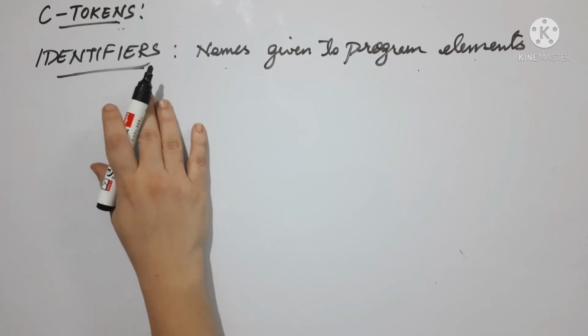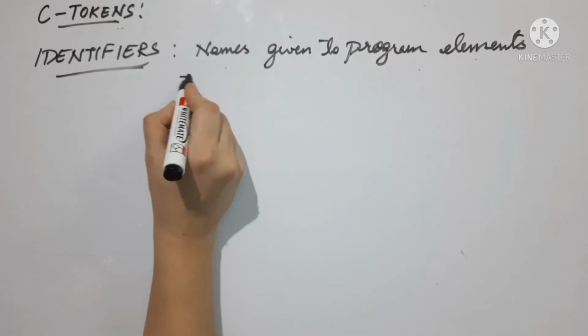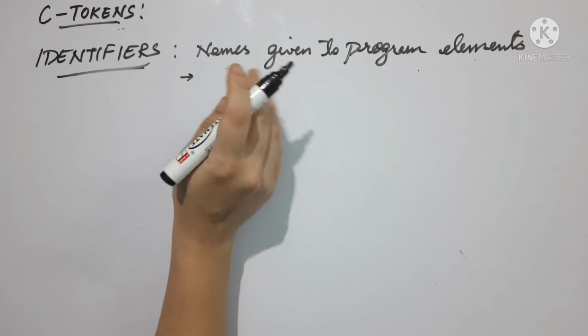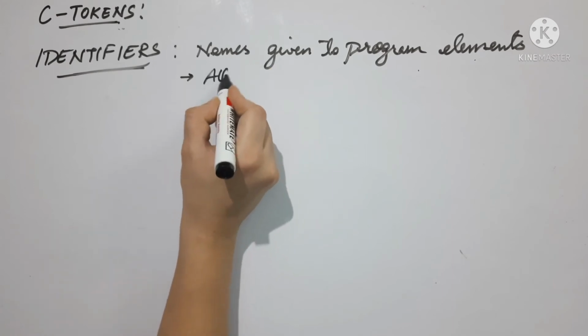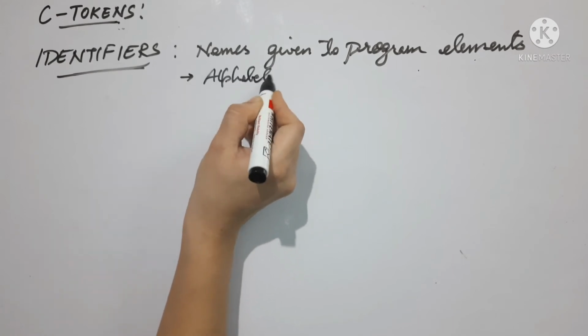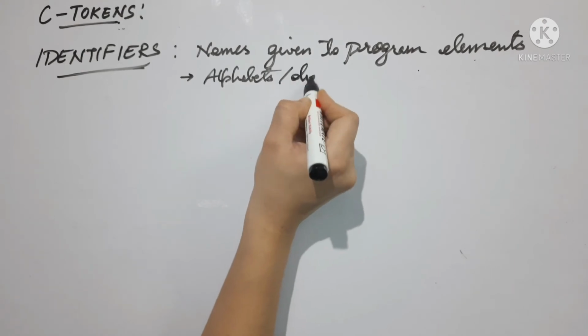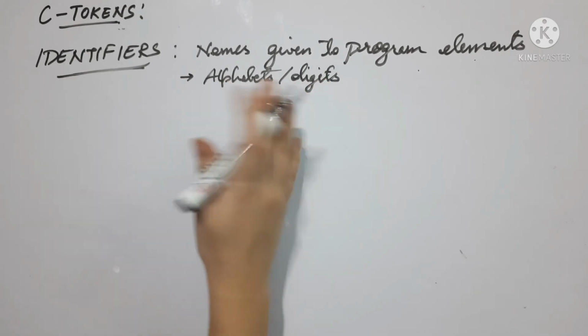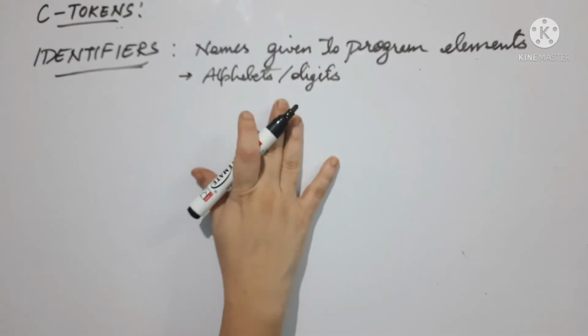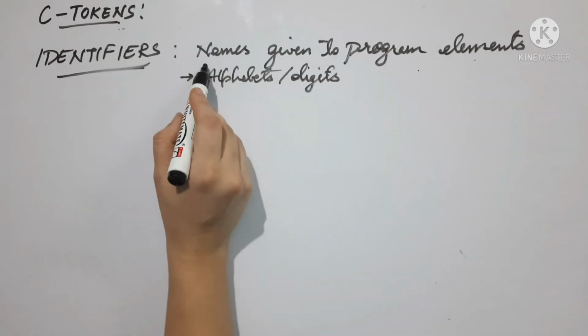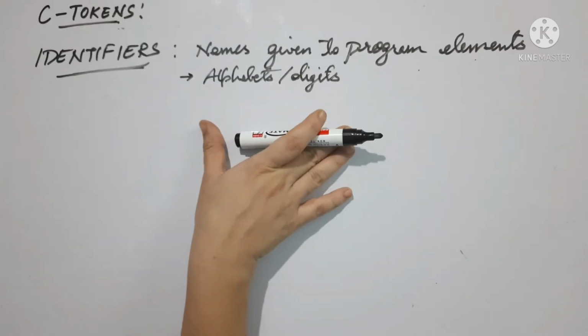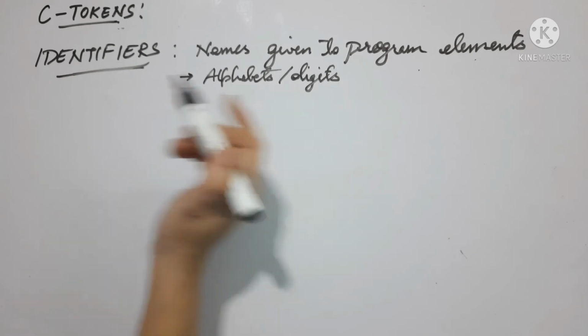Now these identifier names can be either alphabets or digits. Any combination of alphabets and digits will form identifiers. Now there are certain rules for identifiers. Let us discuss those rules.